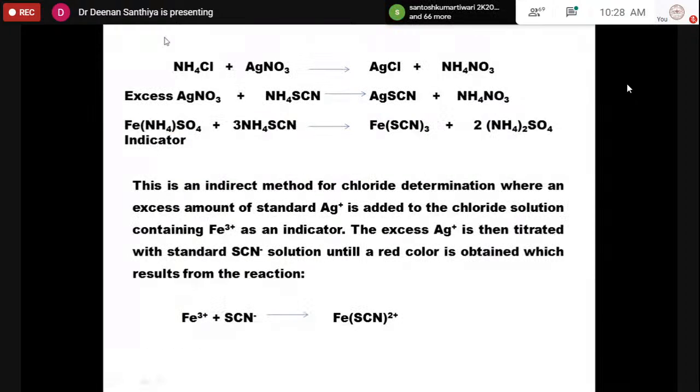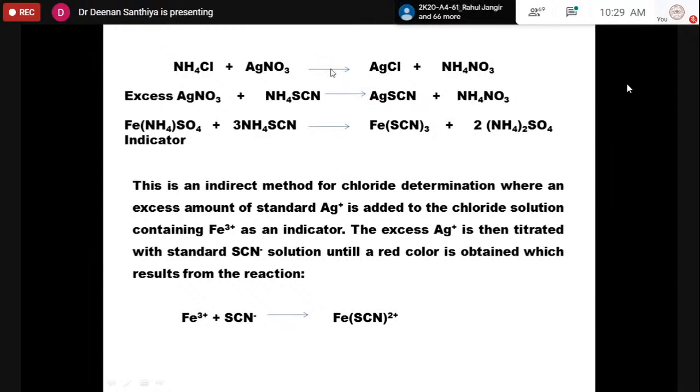Here, an excess of silver nitrate is used with ammonium chloride. This is a known amount you are going to take, and you are precipitating the silver chloride. The remaining excess silver nitrate will be titrated against ammonium thiocyanate, and you will be getting the same.